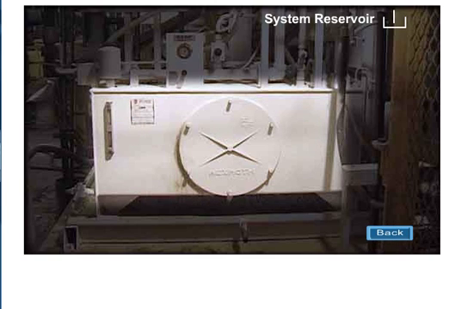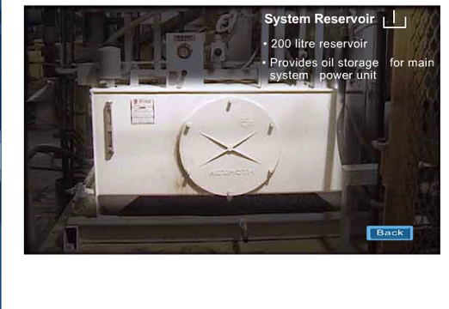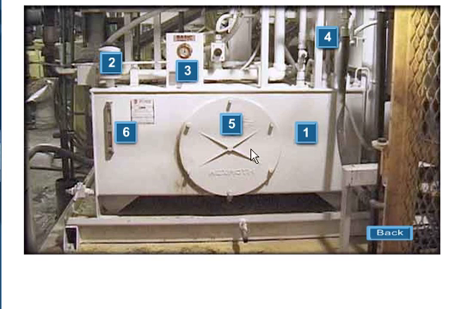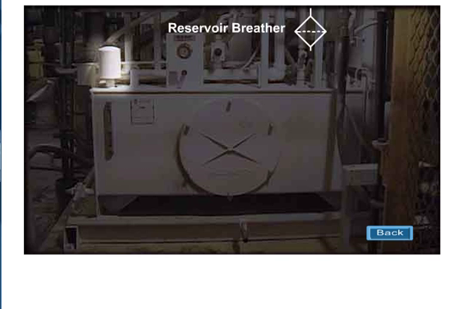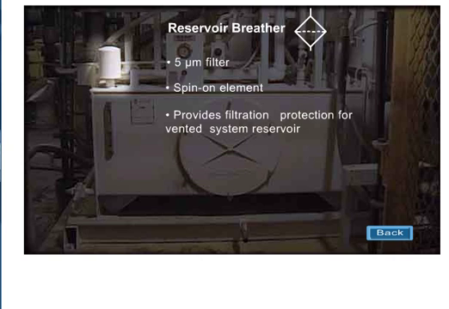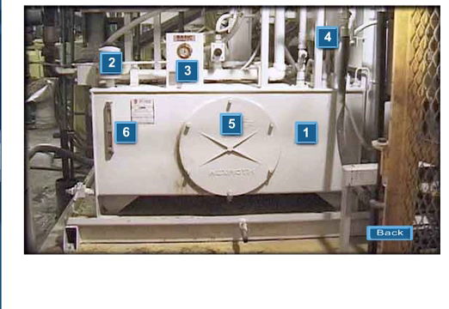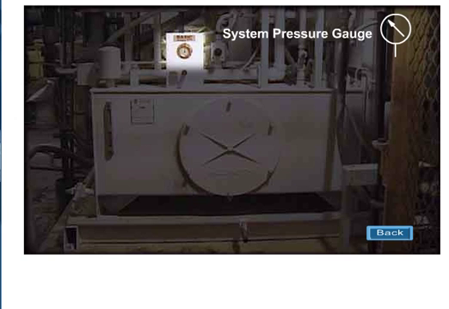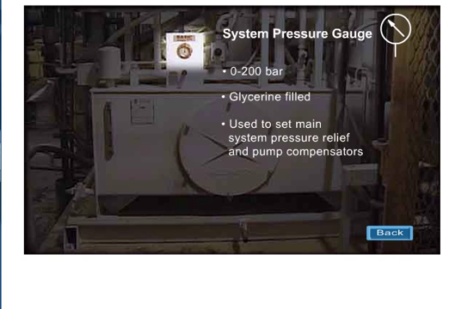System reservoir, 200-liter reservoir, provides oil storage for main system power unit. Reservoir breather, 5 micron, spin-on element, provides filtration protection for vented system reservoir. System pressure gauge, 0 to 200 bar, glycerin filled. Used to measure main system pressure relief and pump compensators.